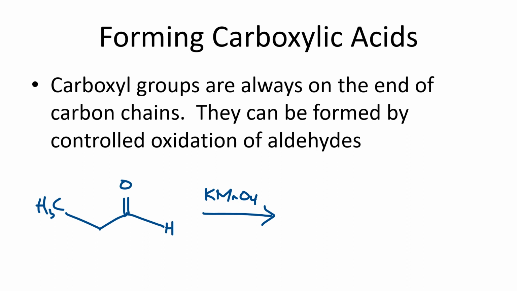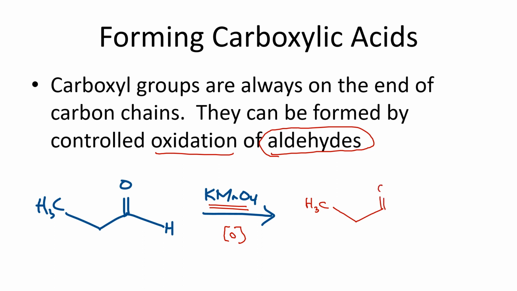So to make a carboxylic acid, you're going to need an aldehyde, so a carbonyl group already on the end, and then you're going to oxidize that. You can use one of your oxidizing agents like potassium permanganate, or you can just indicate it with a square bracket with an oxygen. What will happen is that you'll just add on the rest of the carboxyl group. So you leave the carbonyl group there, and then you add another oxygen in there. And so you went from propanal to propanoic acid.